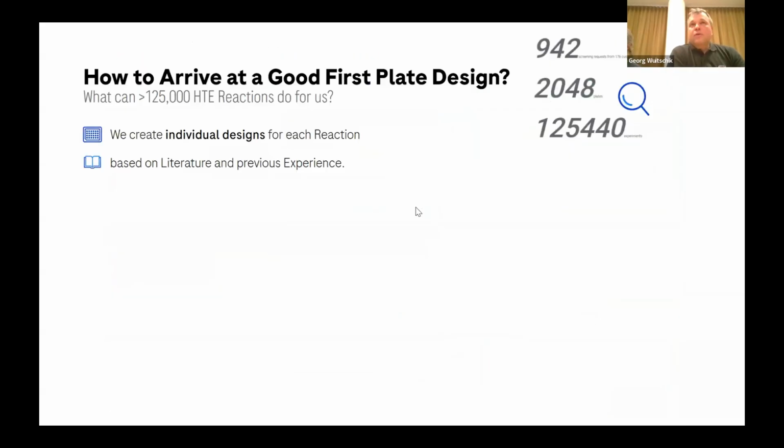But we also want to benefit from our data. And we want to benefit in other ways than just remembering last week's Suzuki and using the same catalysts all over again, because in our short-term memory, DTPPF turned out to be a great ligand. So how can we make that large body of work useful for us so that we can actually design better plates?